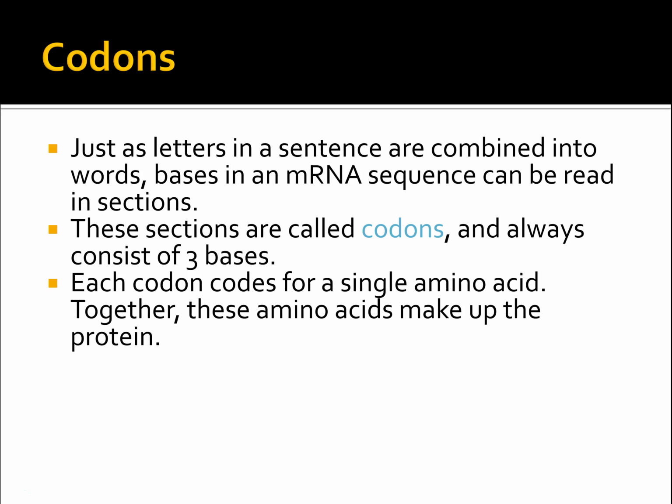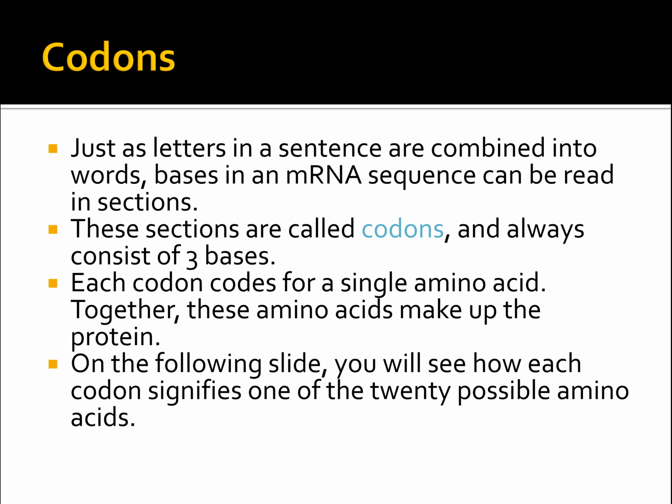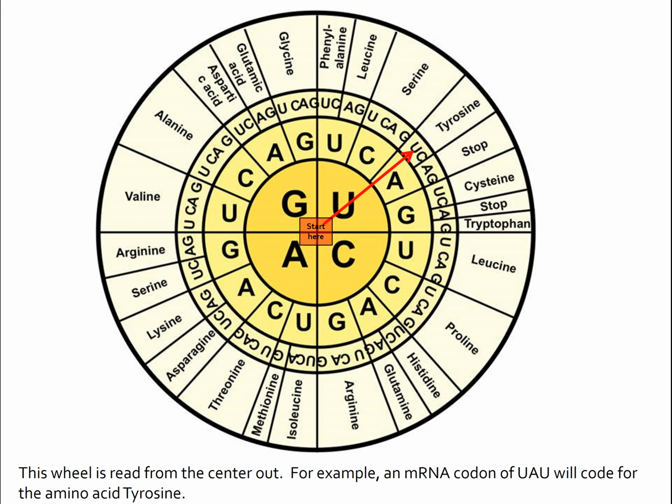Each of those 3 base codons codes for a single amino acid. Together, these amino acids make up the protein. On the following slide, you'll see how each codon signifies one of the 20 possible amino acids.